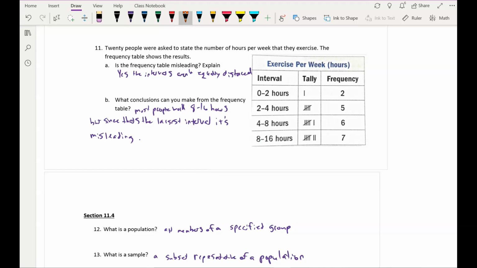All right, there we go. So these two values have different widths than 2 to 4 and 0 to 2. This one is a 4-hour range. This one's an 8-hour range. So that's why it's misleading.